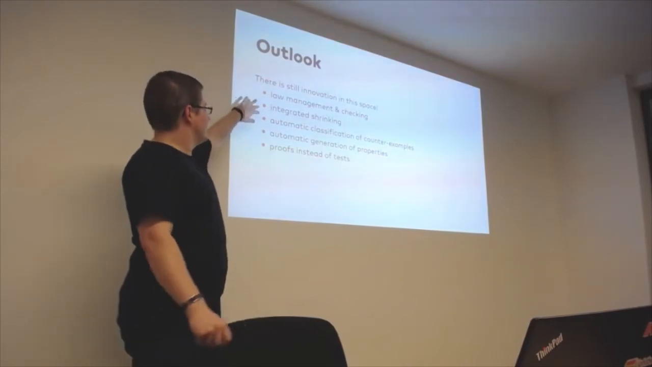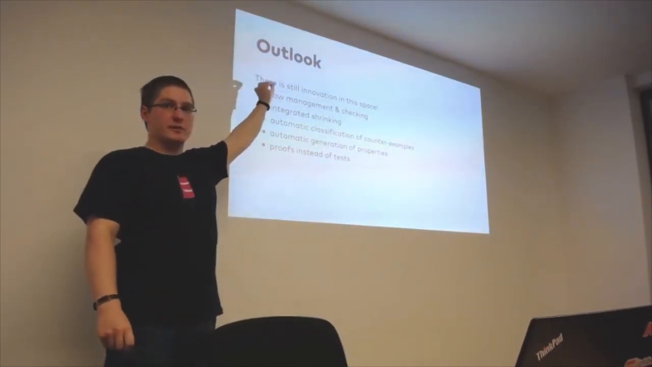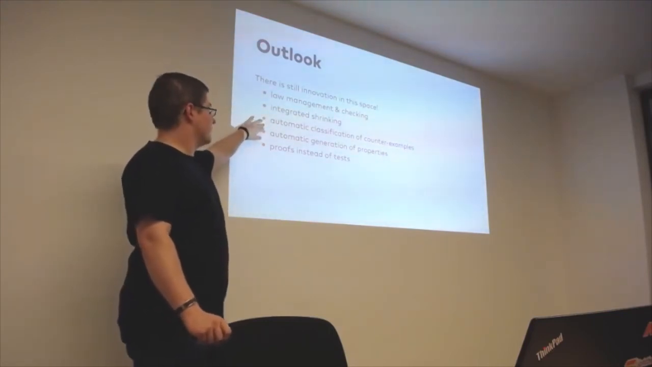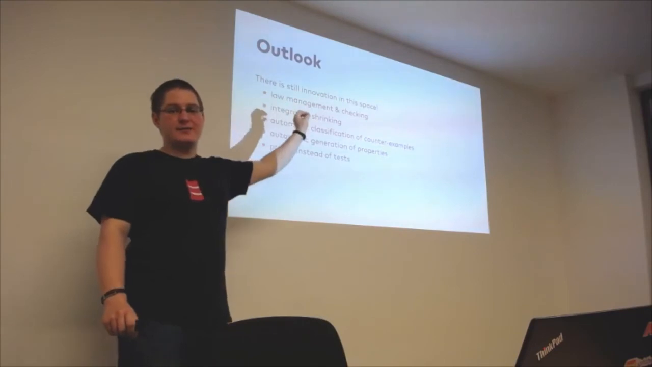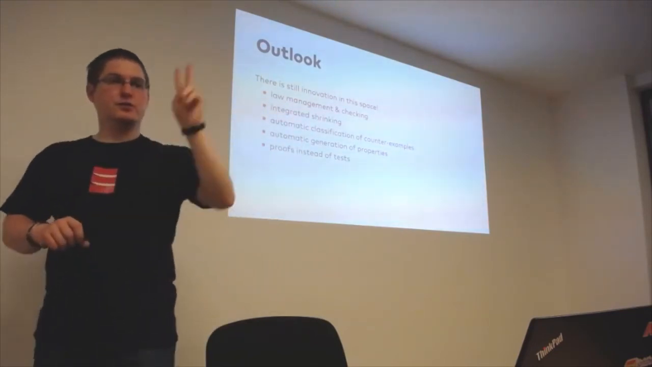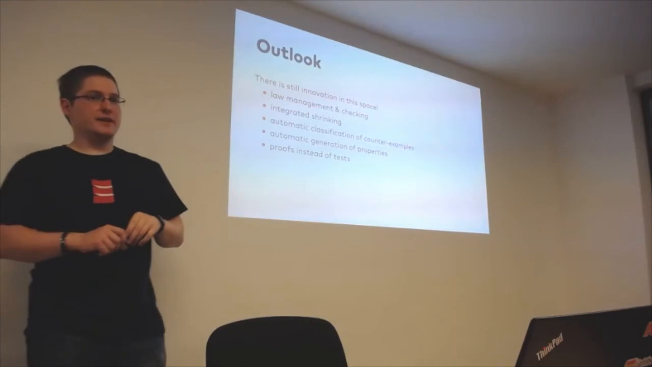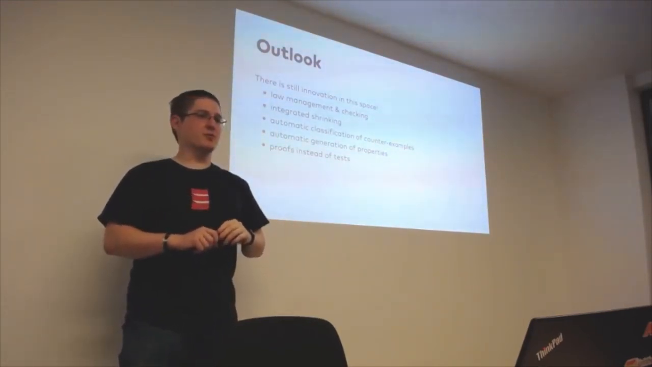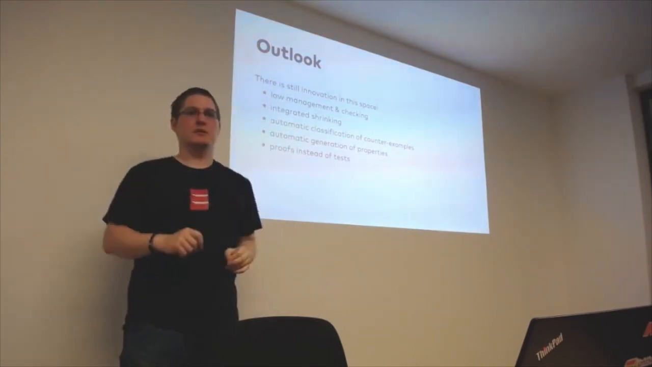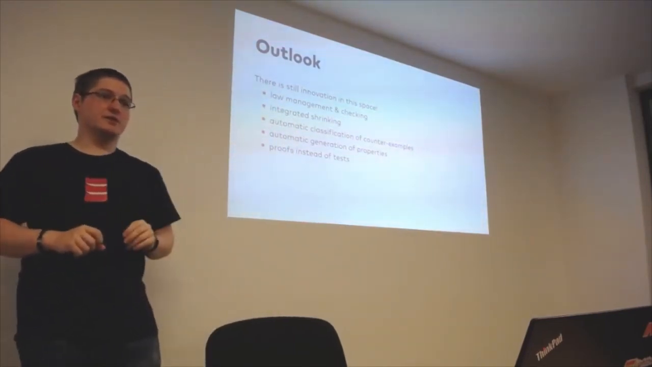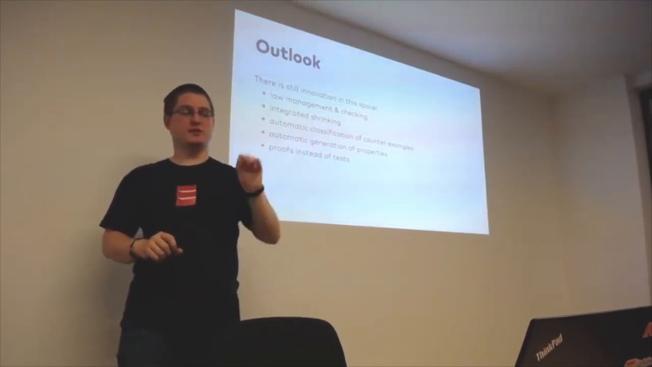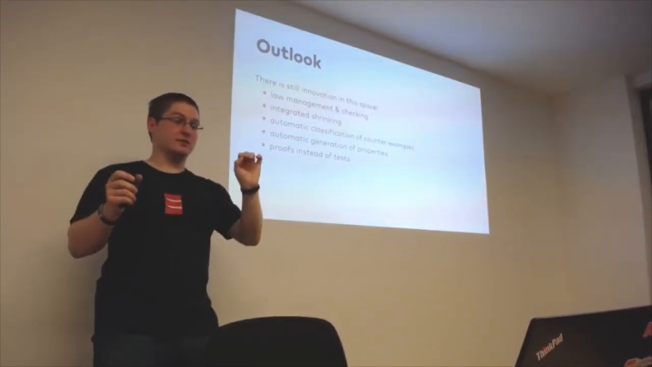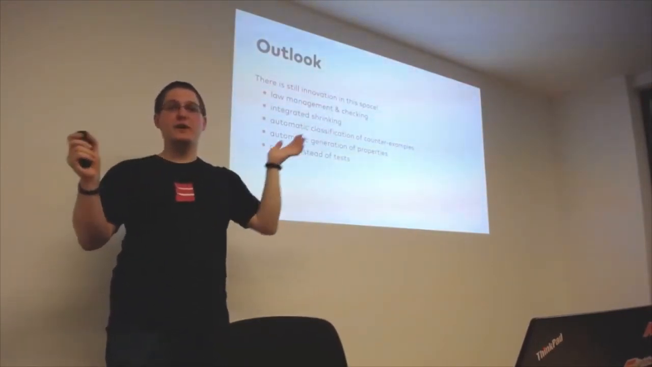Integrated shrinking means that you don't have to take care of implementing shrinking yourself. The system sort of does that for you. Automatic classification of counterexamples. Now this is very interesting. Let's say you have a function that takes two lists as an input, and it always fails if the two lists have the same length for some reason. But it might be working if you have two lists that have a different length. Now, ScalaCheck would give you one exact counterexample, for example, this list has size 1 and this other list has also size 1 and it fails. But you have no idea why it fails for that.